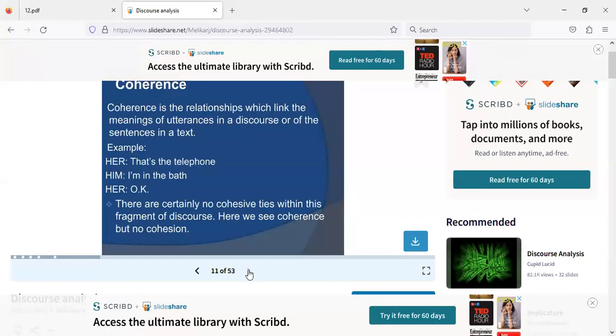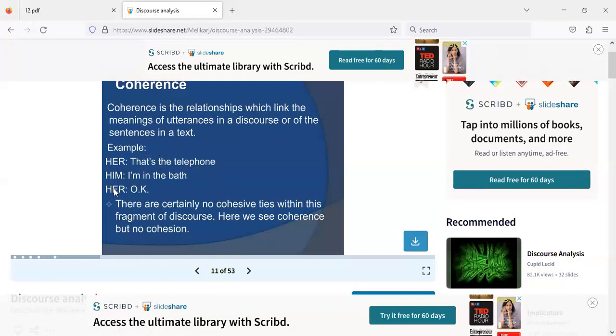Right. Okay. So with this coherence, now look at this conversation. It's not a conversation, actually, a dialogue. Two people are there. Her, that's the telephone scene, right? Then him, whoever the person is, answering like this: I'm in the bath.